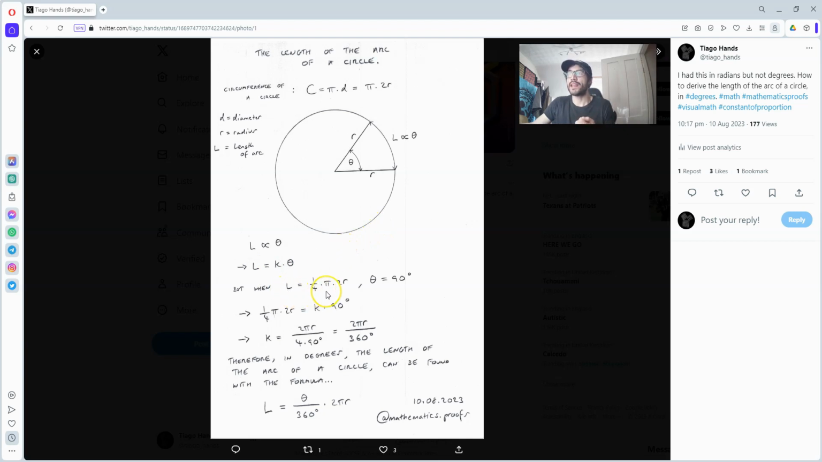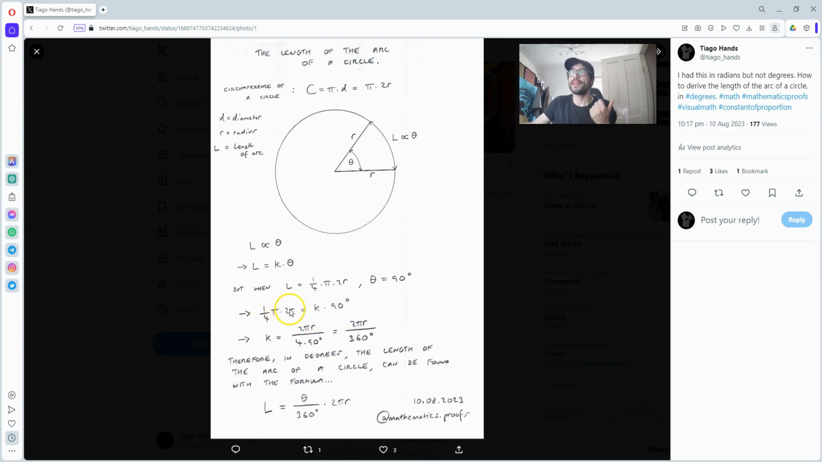Now here's what's cool. When L is a quarter of the circumference, which is a quarter times pi times 2r, the angle theta should be 90 degrees. If we plug these values into this equation, L is equal to k times theta, what we end up with is a quarter times pi times 2r is k times 90 degrees.